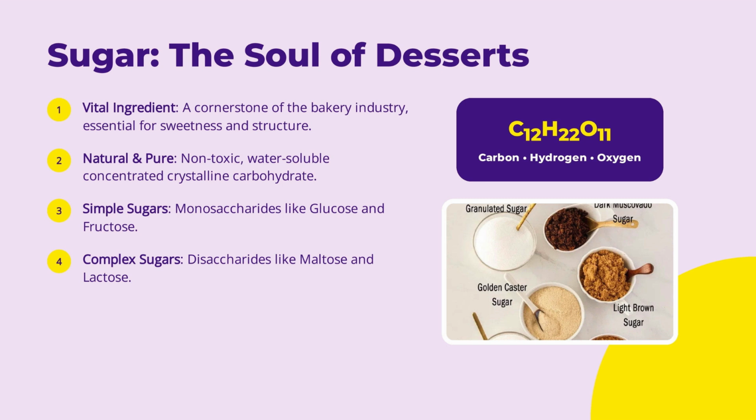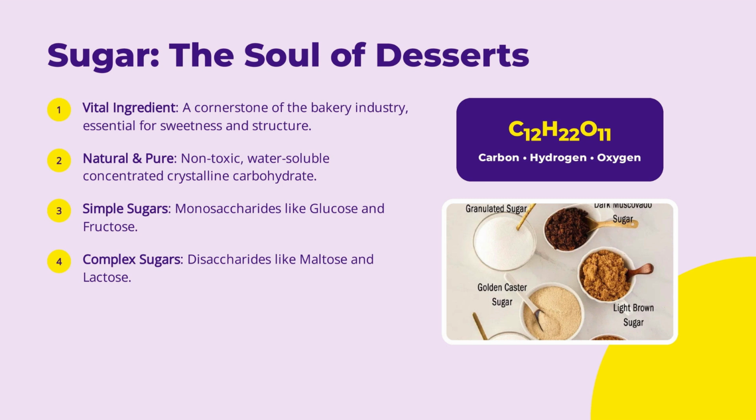Next, the slide introduces simple sugars. Simple sugars are known as monosaccharides. Common examples include glucose and fructose. These sugars consist of a single sugar unit and are easily utilized by the body. The final point discusses complex sugars. Complex sugars or disaccharides consist of two simple sugar units joined together. Maltose and lactose are examples of disaccharides commonly encountered in food science.